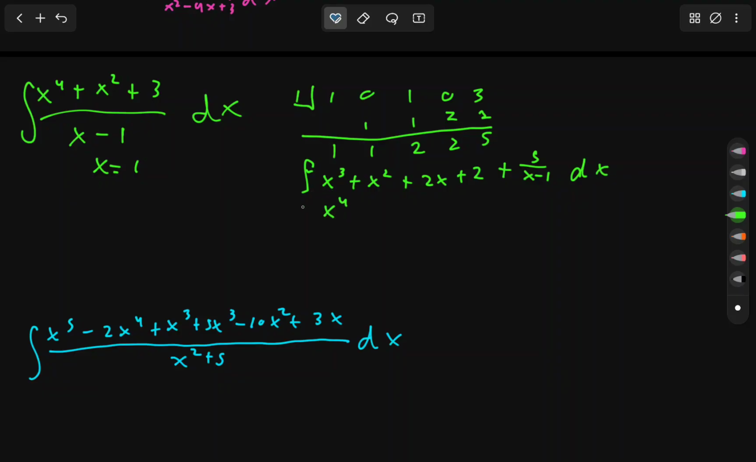We get x to the 4th times the reciprocal, so 1/4 x to the 4th, plus 1/3 x cubed plus x squared plus 2x. We can integrate this final area using u sub, so we're going to say u is x minus 1. Our du then is going to be equal to dx. So it's just going to be plus 5 times the natural logarithm of the absolute value of u, which is x minus 1, plus the constant of integration c. And that is our solution to this integral.